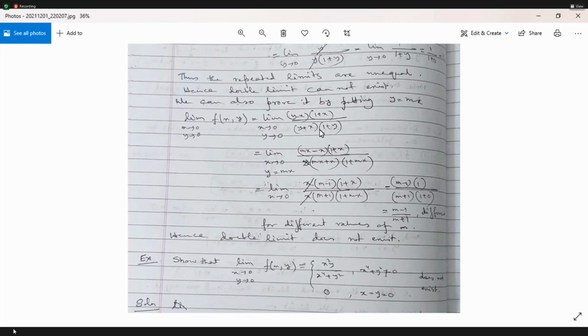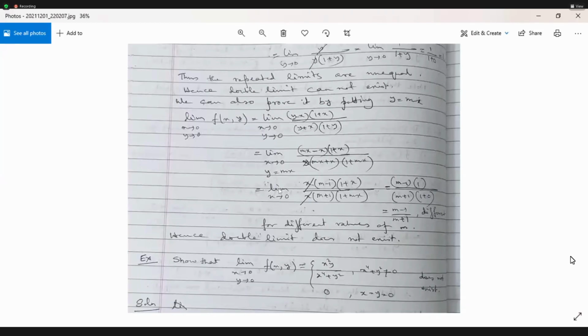So what you can do, you can first make y tending to 0, so that the function becomes totally free from y and becomes a function of x only. After that, you can make x tending to 0. Or similarly, first you can make x tending to 0, so that the function becomes a function of y only. After that, you can make y tending to 0. These are called repeated limits.